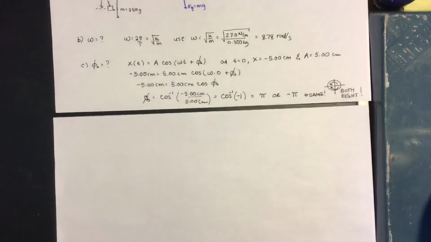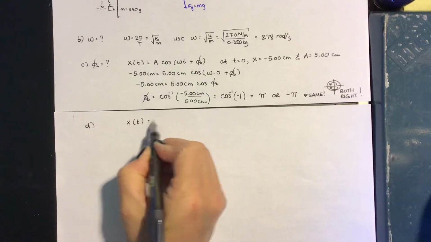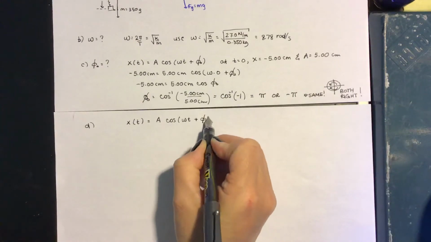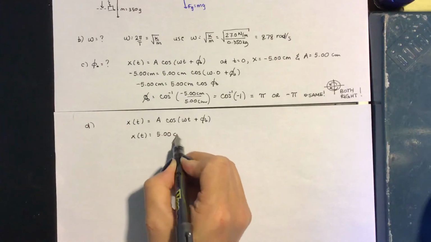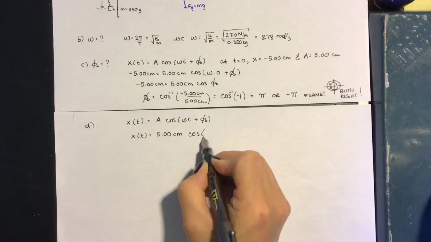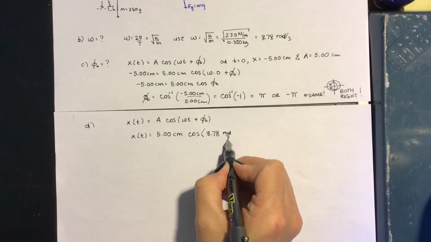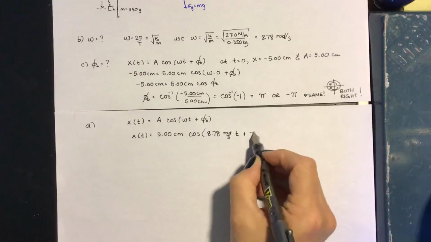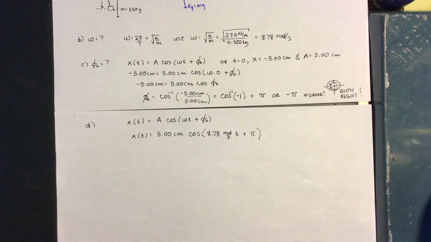Part D: x of t equals A cosine of omega t plus phi naught. Let's stick in our numbers. So x of t equals 5 centimeters, you can put that in meters if you like, or leave it in centimeters, times cosine of omega, which is 8.78 radians per second, times t, plus our phase constant, pi or minus pi. I'm just going to pick pi. It doesn't matter which one I pick, either is okay. So there's our equation of motion. In the next video, we'll find the two times when x is equal to 2 centimeters.